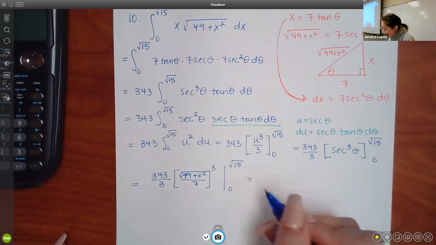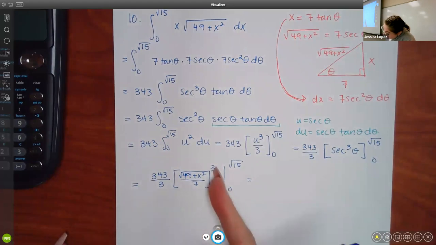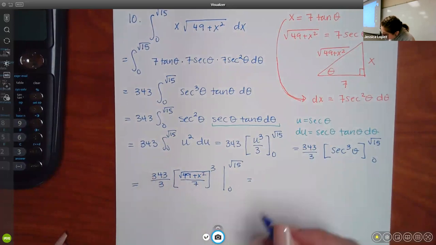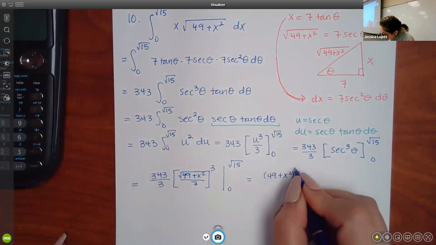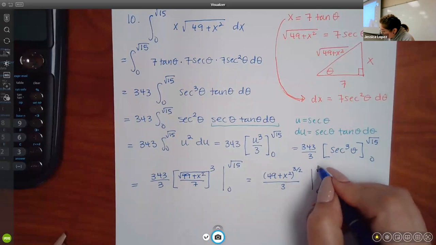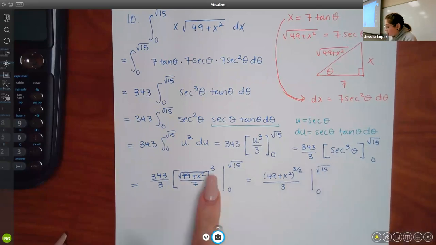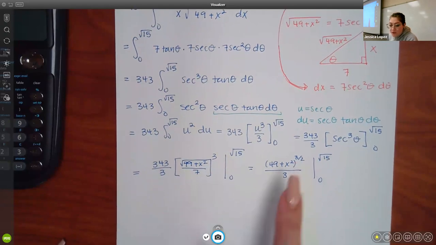You can try to simplify that, or you can just plug in the square root of 15 and 0. It's up to you how you want to do it. If I cube this and I cube that, 7 cubed is 343, so they're going to cancel. I'm going to end up with 49 plus x squared to the 3 halves over just 3. If I cube this 7, 343 cancels, and the square root and a cube turn into power 3 halves. 3 for the exponent, half for the radical.